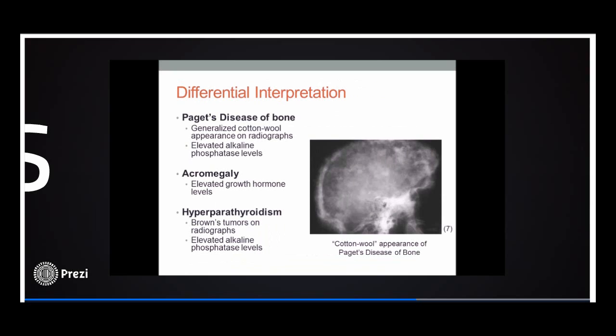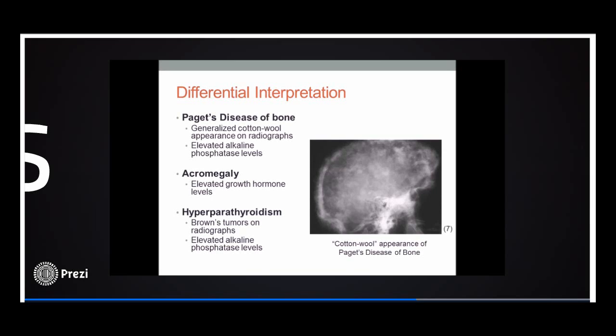Differential interpretations of osteopetrosis include other osteosclerotic bone diseases. Paget's disease of the bone is included in the differentials because of bone and neurological pain involvement. Notice the generalized cotton-wool appearance of bones in the radiograph on the right. Along with this, patients will have elevated alkaline phosphatase levels, which will distinguish this disease from osteopetrosis.